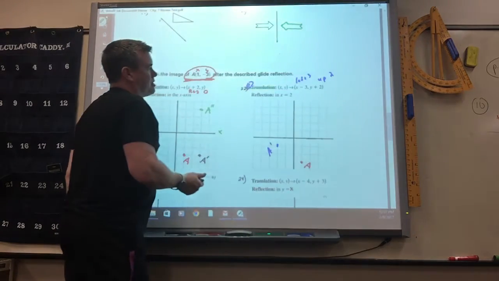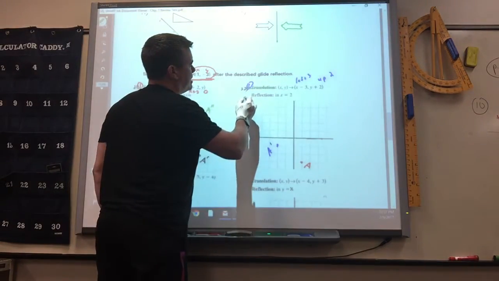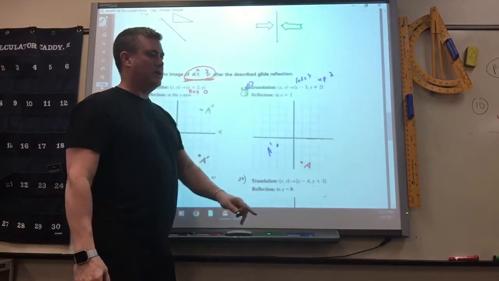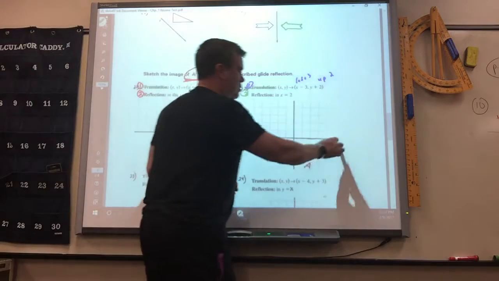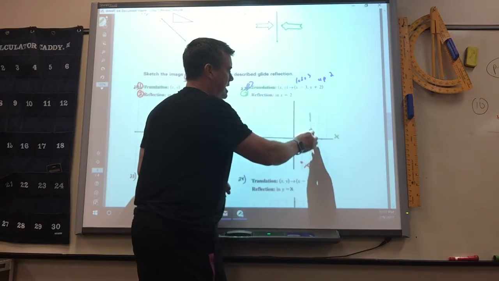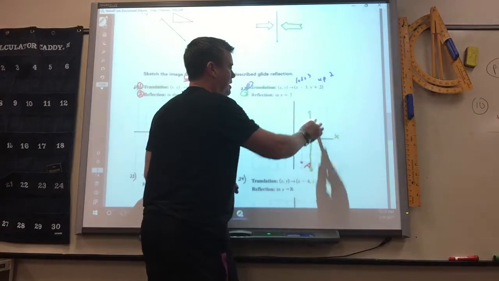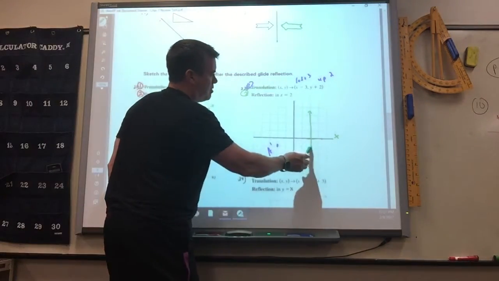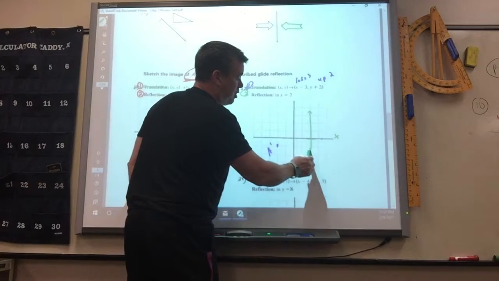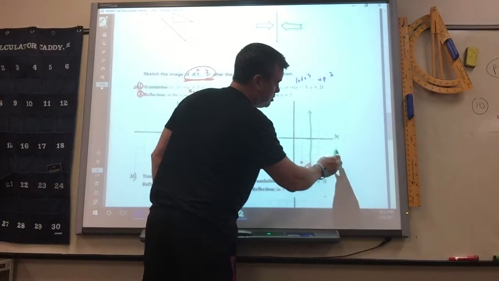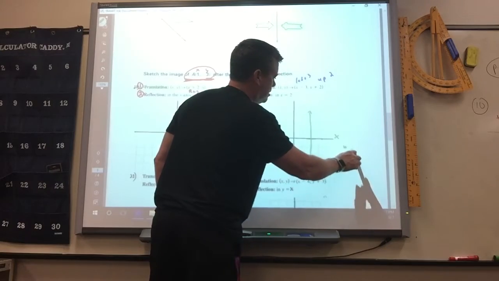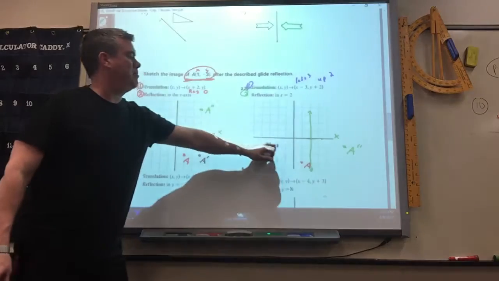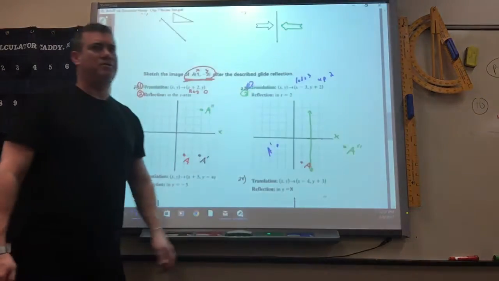That takes care of the translation. Then we've got to do the reflection in line x equals 2. Does everyone know how to draw that? Yeah. X equals 2 crosses the x-axis at 2. So this is going to go off the graph. So you flip it over that line, it's 1, 2, 3, 4 to get to it. So you go 1, 2, 3, 4. You just have to estimate. So A double prime would be over there. So it slid up and flipped over. Glide reflection.